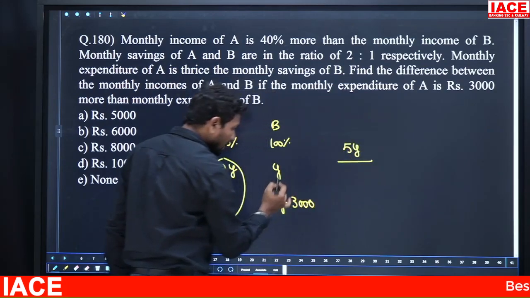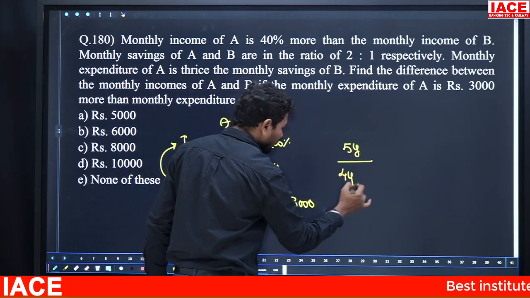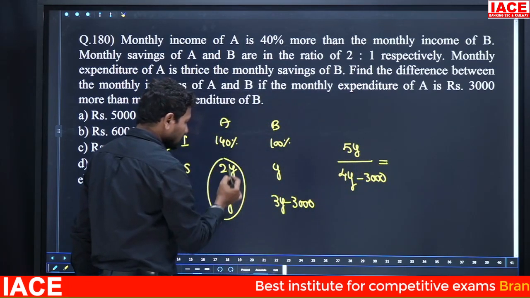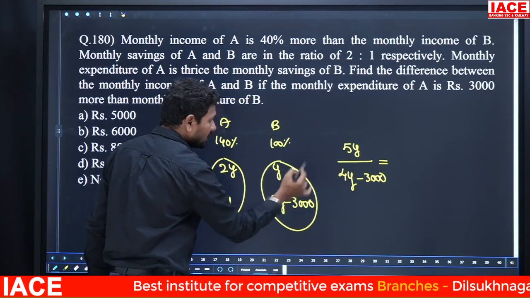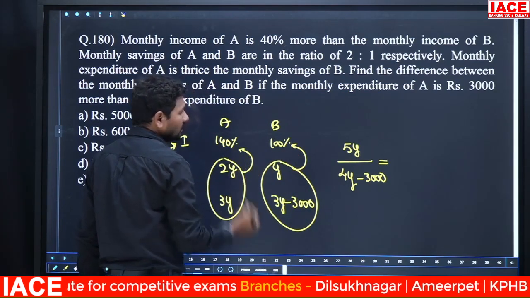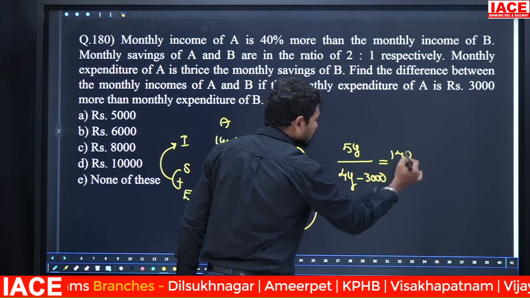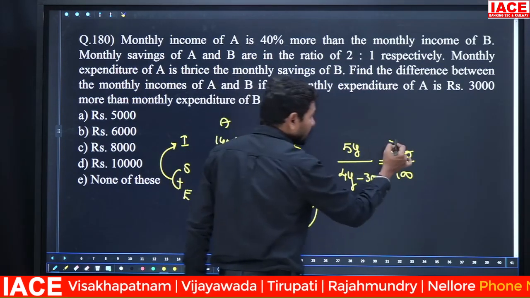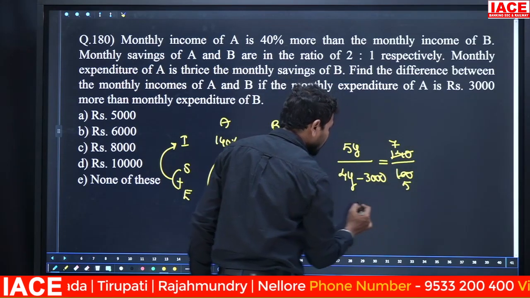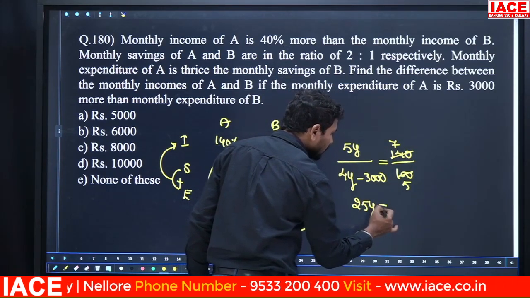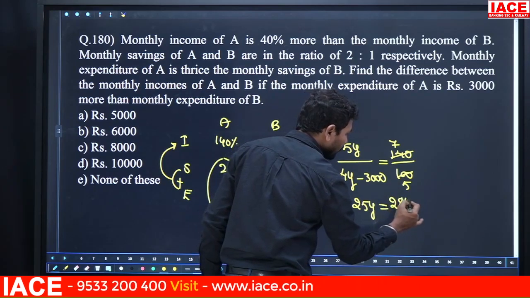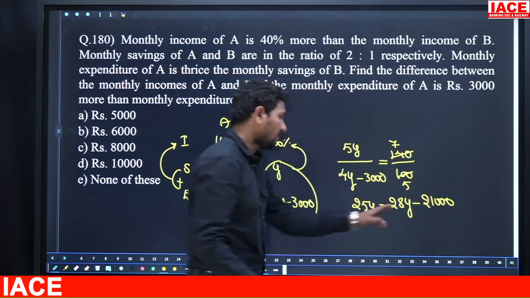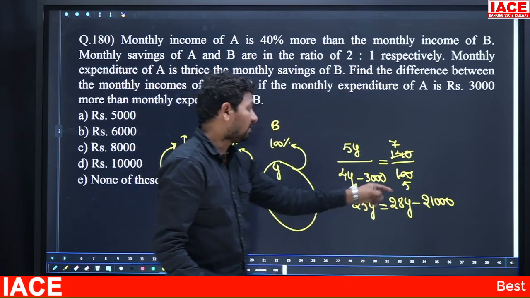And here y plus 3y is equal to 4y, minus 3000. Here, this is savings plus expenditure, and it is also equal to income. It is 140%. It is 100%. And here cancel with 20. 7 times 4 is 28y minus 7 times 3 is 21,000. And 28y minus 25y, the difference is 3y. 3y is equal to 21,000.